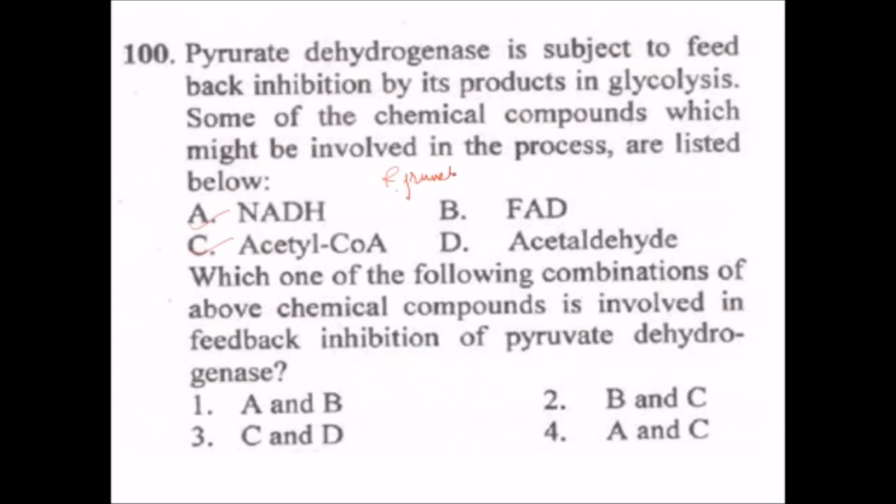Let me write here, pyruvate to acetyl coenzyme A, then NADH and acetyl coenzyme A are produced. So if this is present there, then it will inhibit the activity of pyruvate dehydrogenase. So the answer is A and C. As per this, it is 4. So I think it's enough for this time.